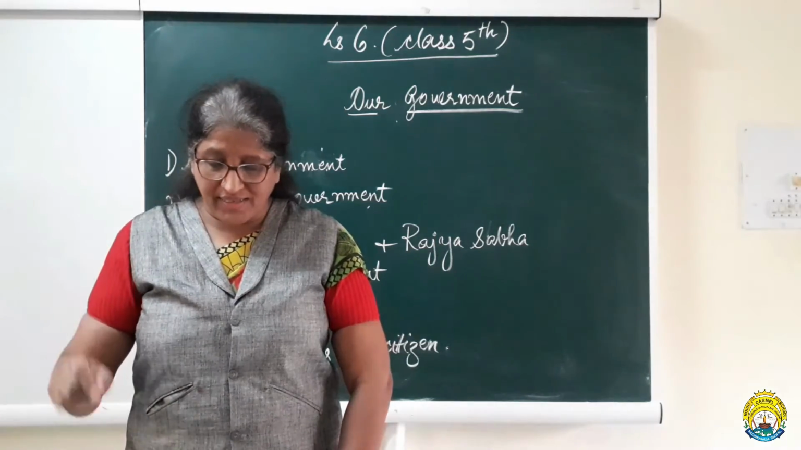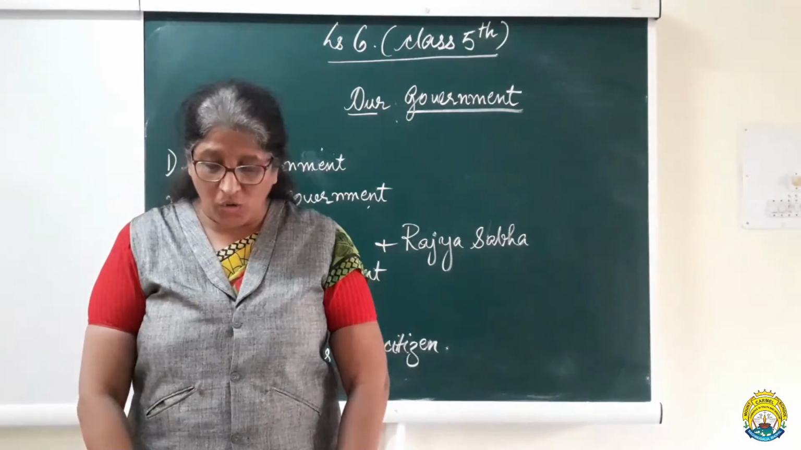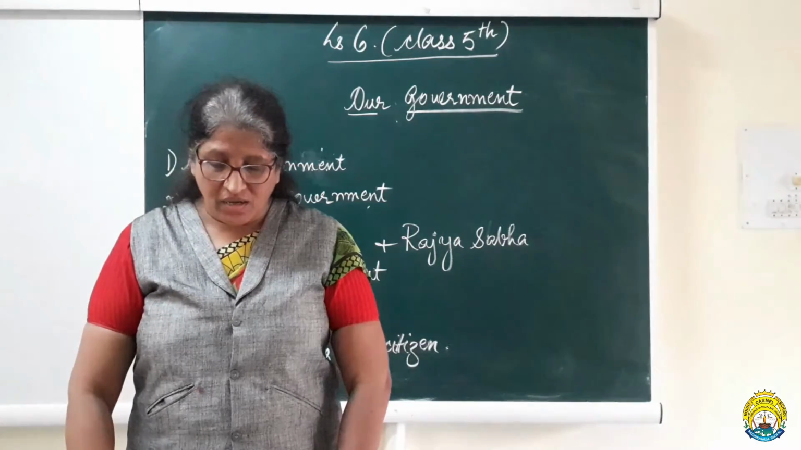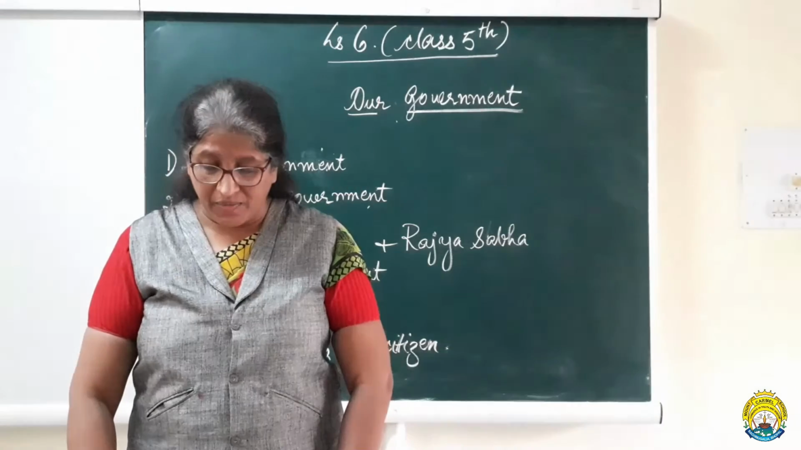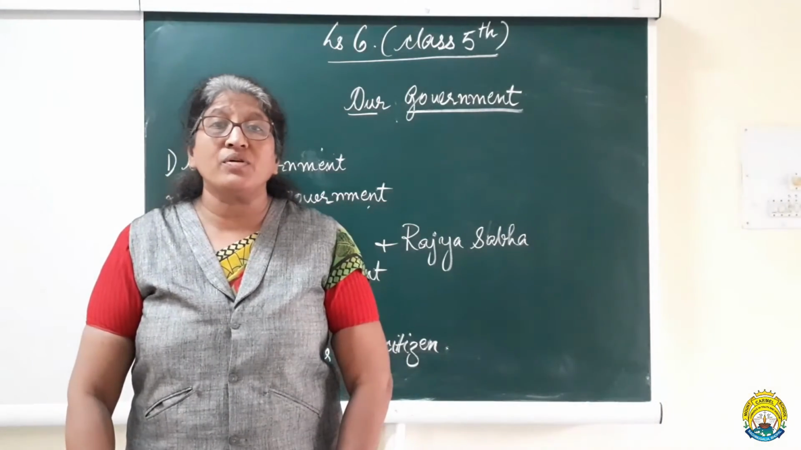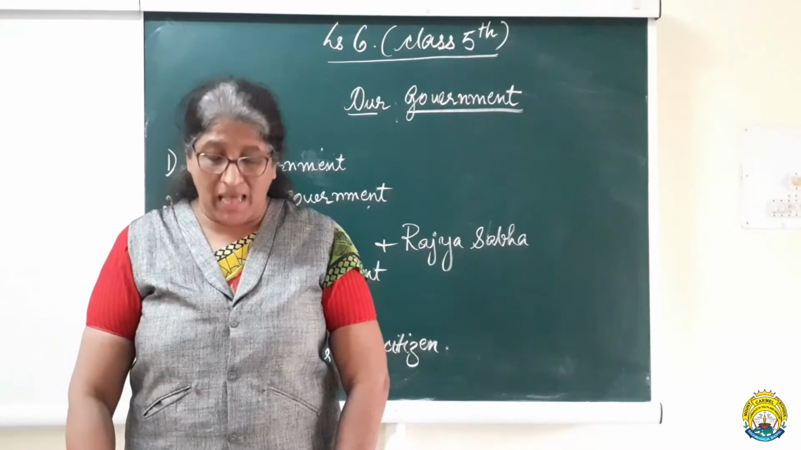Next, 12 members are nominated by the president. The rest are elected members from the Legislative Assemblies. The members of the Rajya Sabha and the Lok Sabha are called Members of Parliament, that is MP.